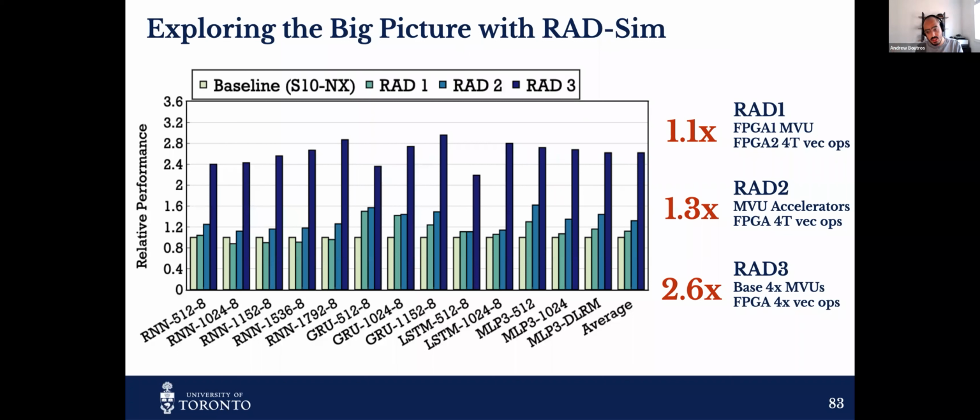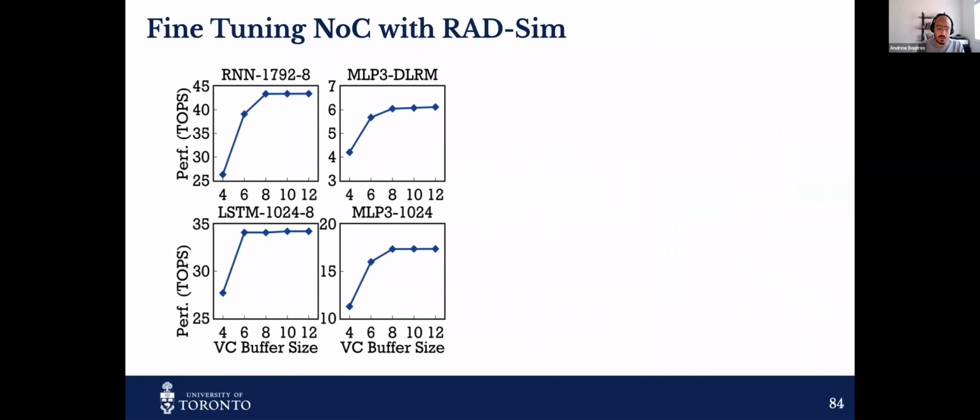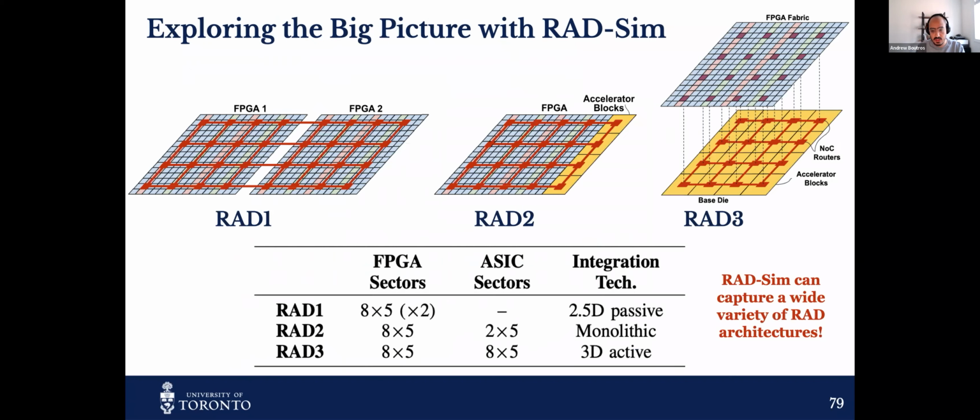So again, the message here is that RAD-Sim can help us explore the big picture of those different RADs, but it can also help us fine-tune some architecture parameters. And what I'm showing here, for example, is a very specific architecture parameter. It's the buffer size of the virtual channels of the NoC of the RAD. It's a very specific low-level architecture parameter that you can think of as a knob, and we can start sweeping this architecture parameter and seeing the effect on performance of end-to-end applications. So what I'm showing here is the performance of different AI models running on the second RAD instance, this one.